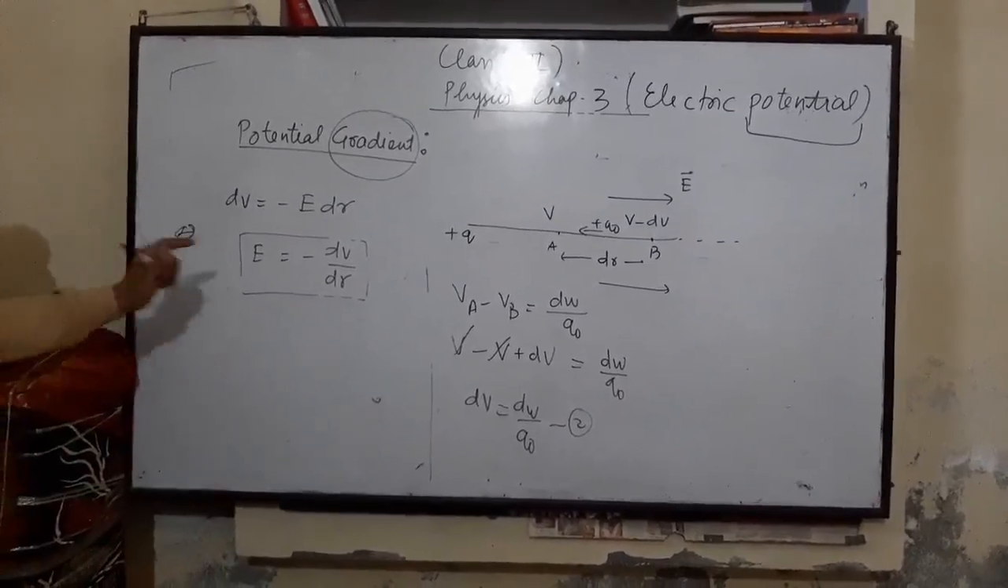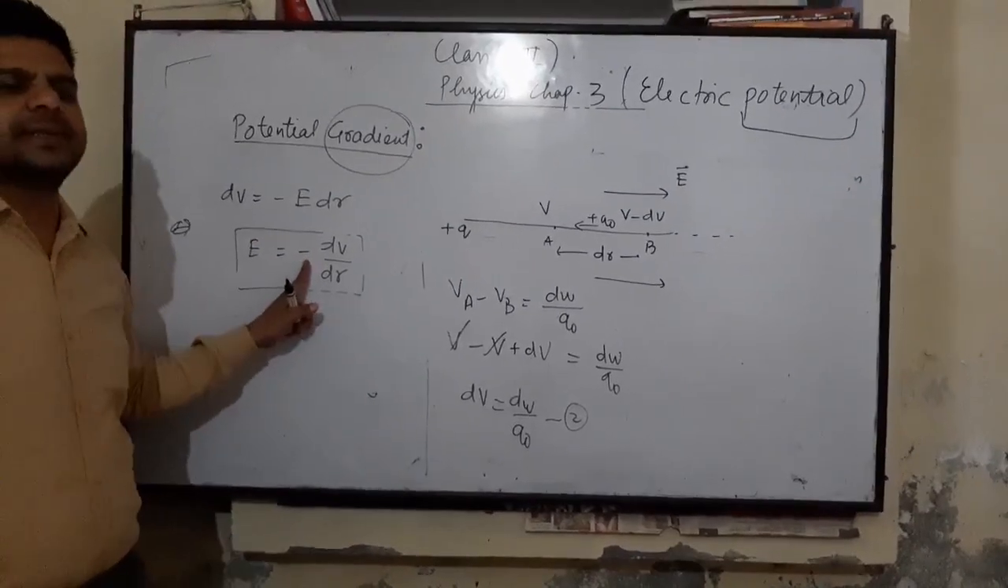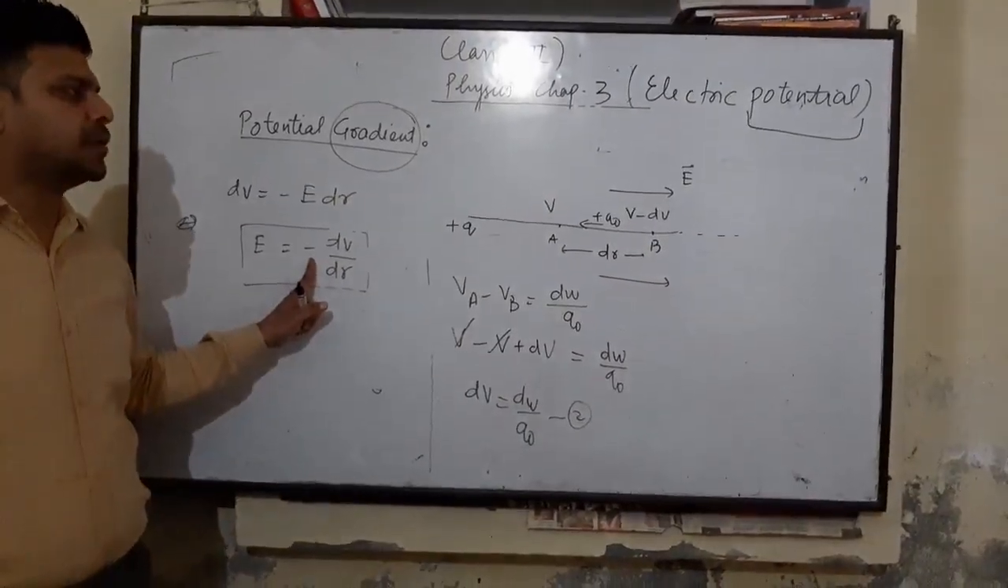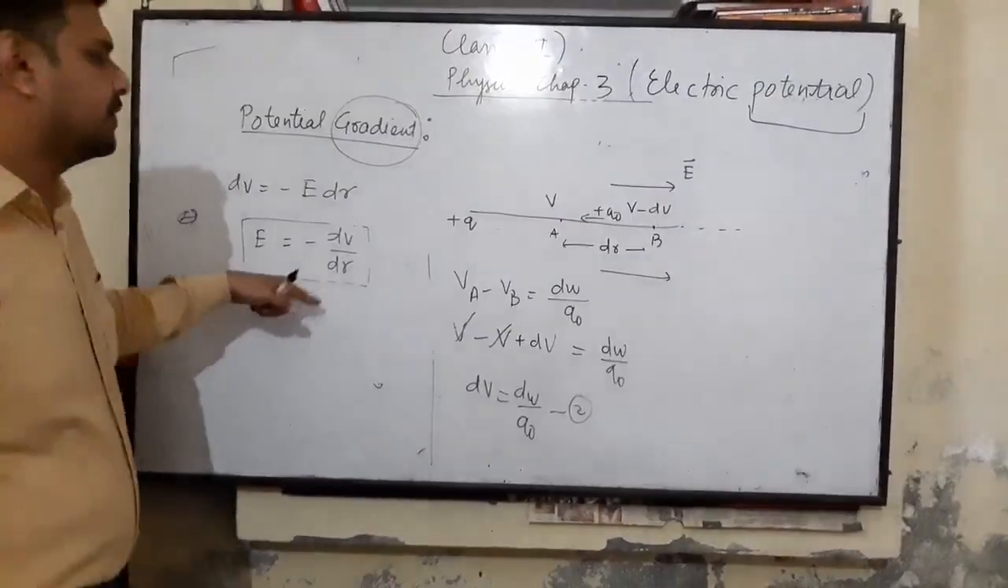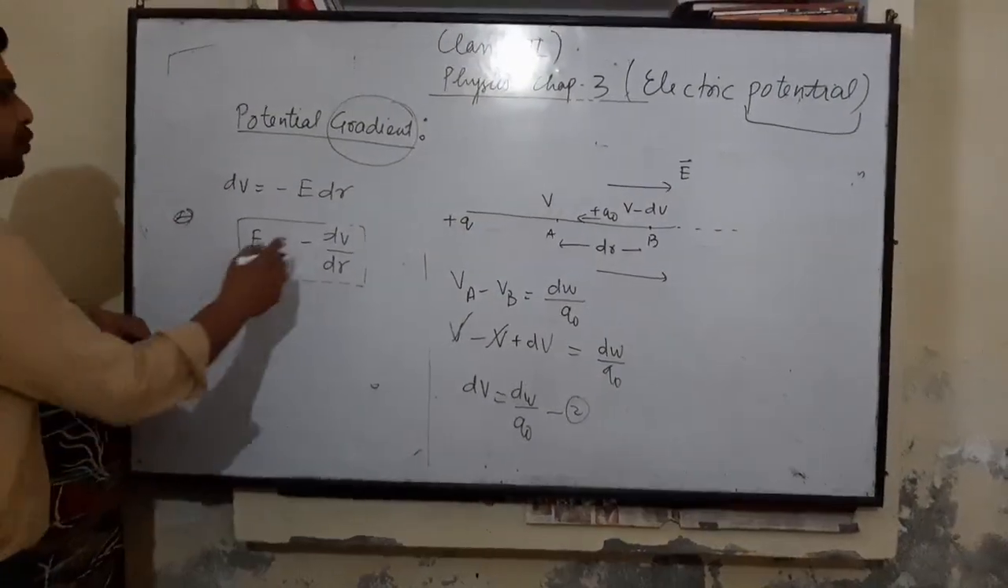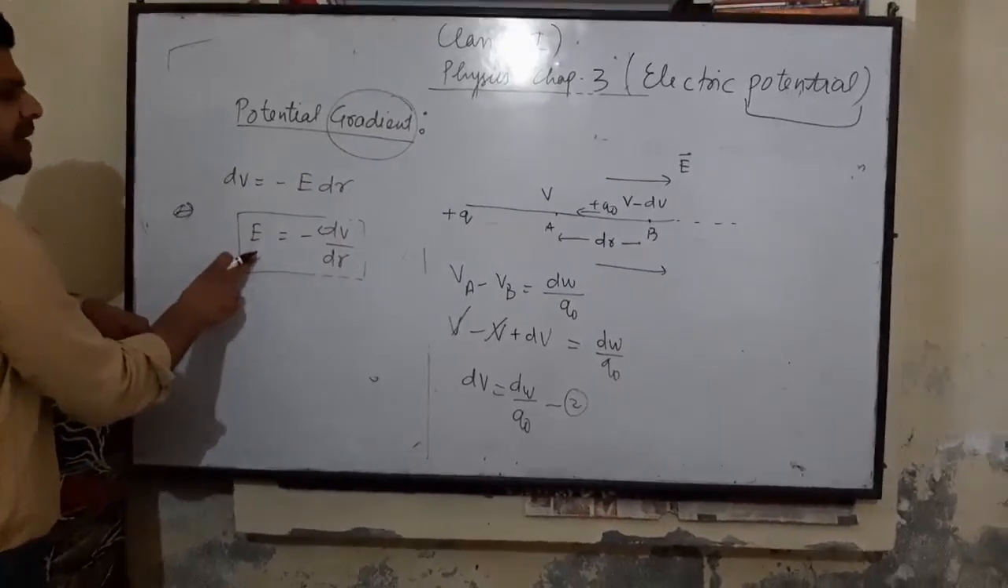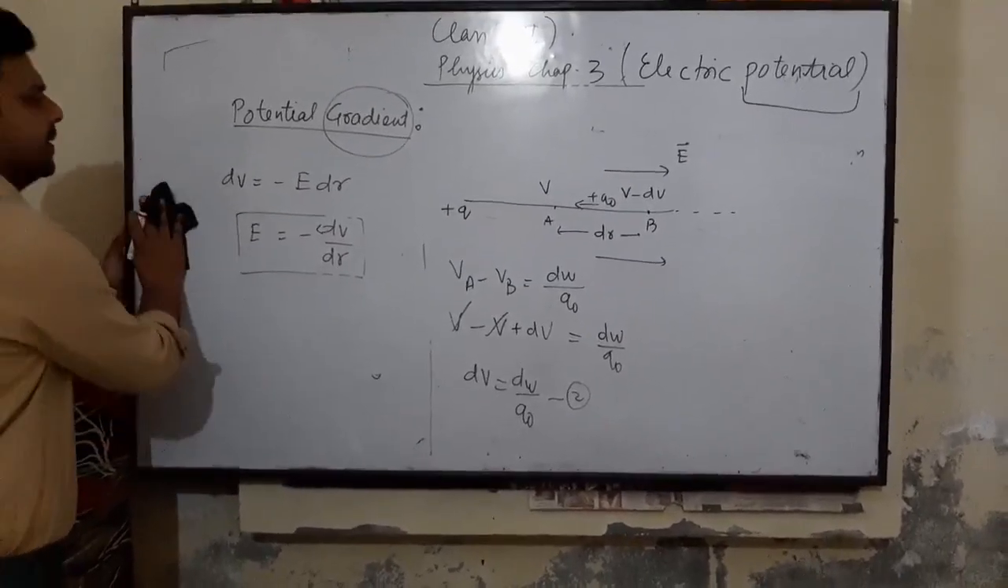Always remember the significance of this negative sign. It shows that the electric potential decreases in the direction of electric field. And the formula for potential gradient is dV over dr, which is equal to the intensity of electric field, E.